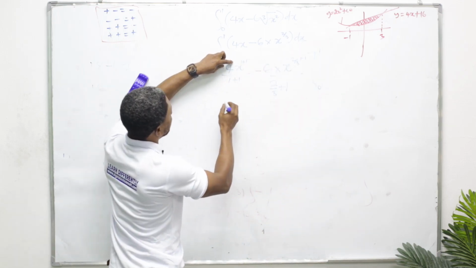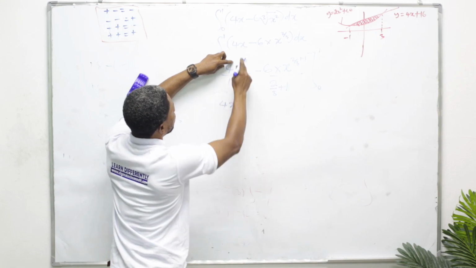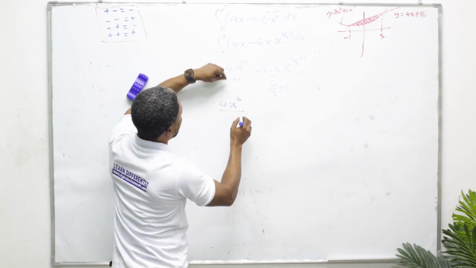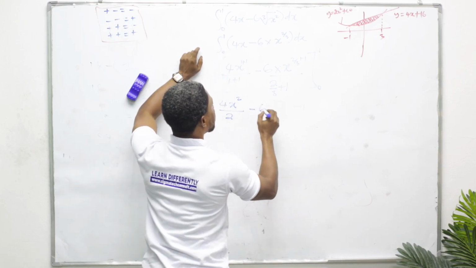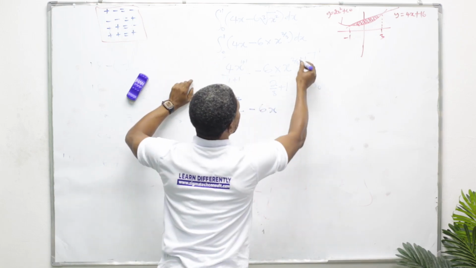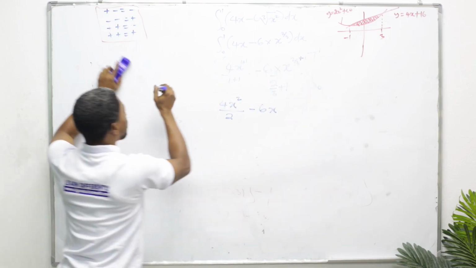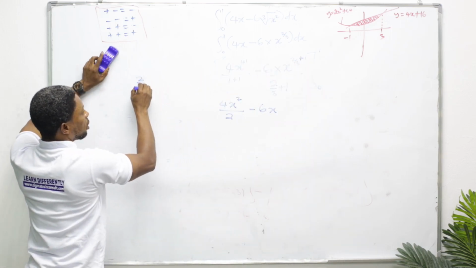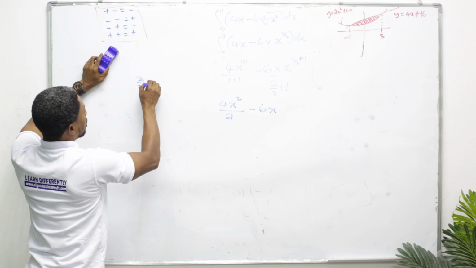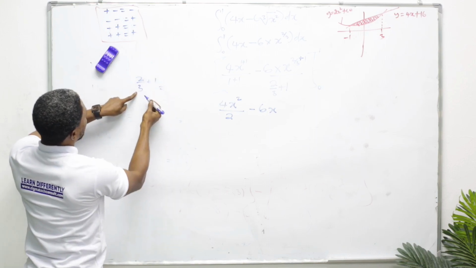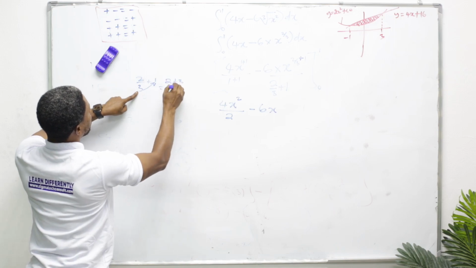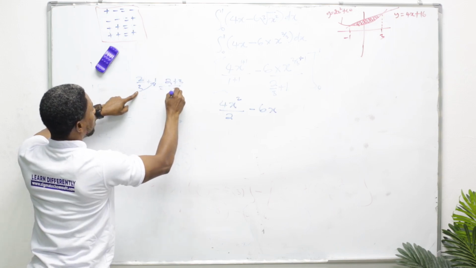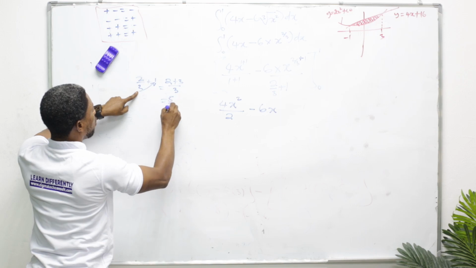Now, let's simplify this. This is 4x, this plus this is 2, divided by this plus this is also 2, minus 6x. Now, let's simplify only this. That is what I was telling you in our last calculation. Just use this number multiplied by this number. I'm going to have 2 plus 3 divided by 3, and this will give me 5 over 3.